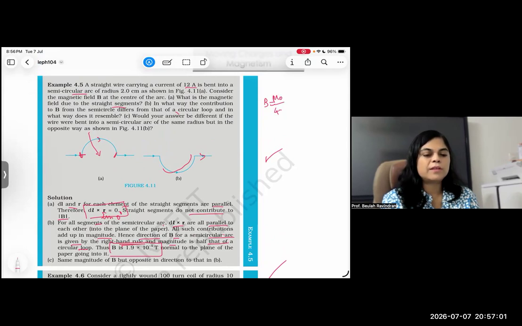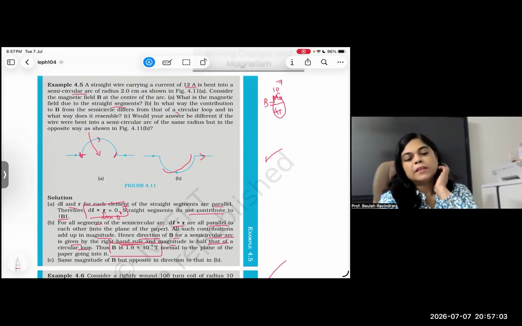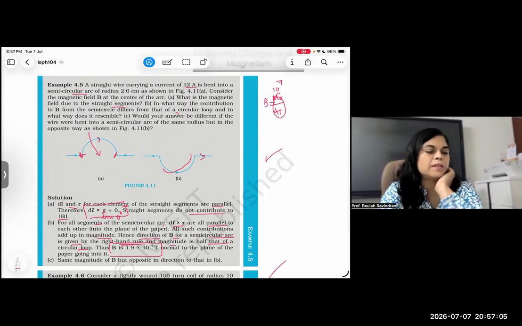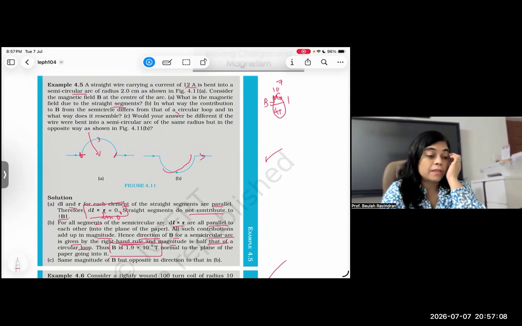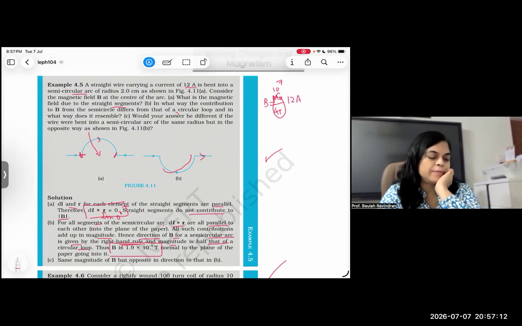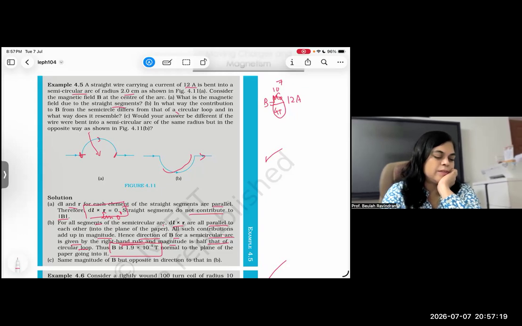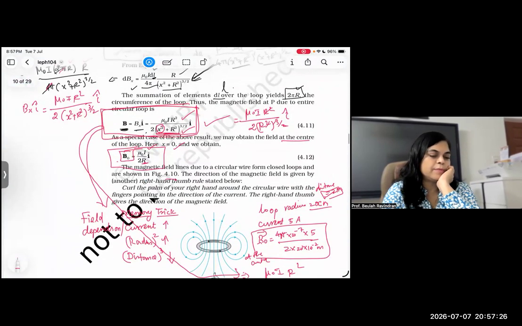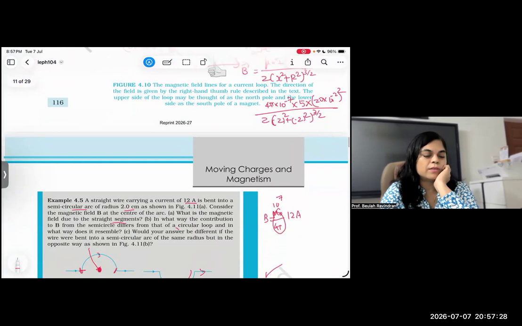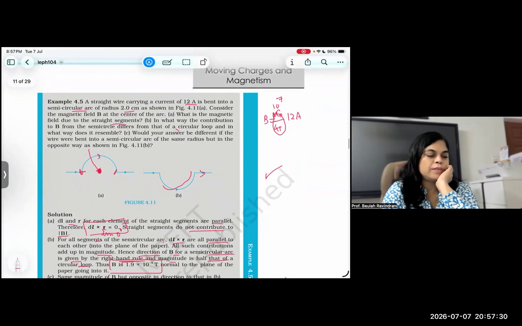So it will be 10 power 7. And then what is that current? Current is 12 ampere. Okay. And it is a semicircular arc of radius 2 centimeter, right? So, and then you have to substitute everything. And then at the center only you're going to do, then you can use the 2R formula. This formula, mu naught I by 2R.